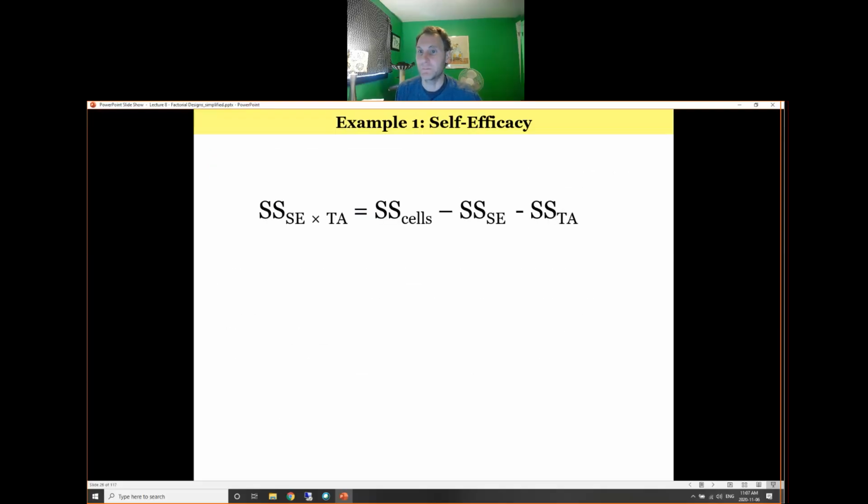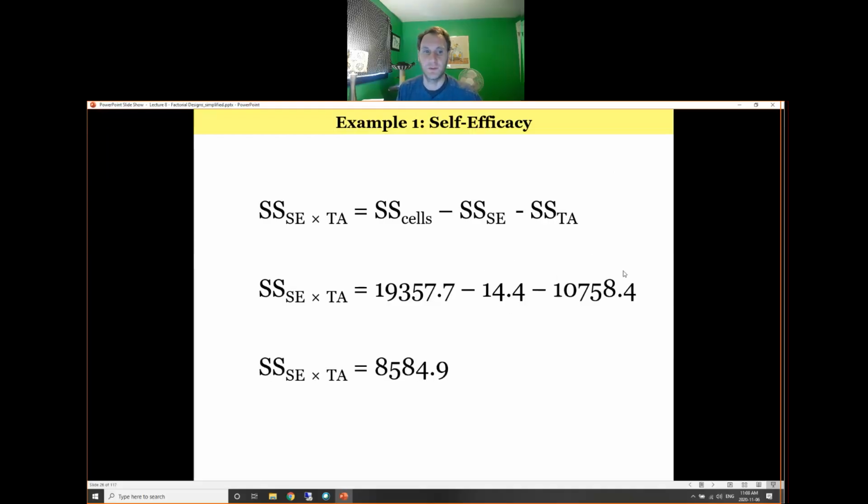There's another step here. The sums of squares cells contains information about sums of squares of the two main effects, which I realize I haven't introduced main effects yet, but we'll talk about that in a few slides. But the two groups by themselves, sums of squares self-efficacy and sums of squares time available, that information is contained within sums of squares cells. So we need to subtract it. So the interaction term is sums of squares cells minus those other sums of squares. So the sums of squares for self-efficacy and the sums of squares for time available.